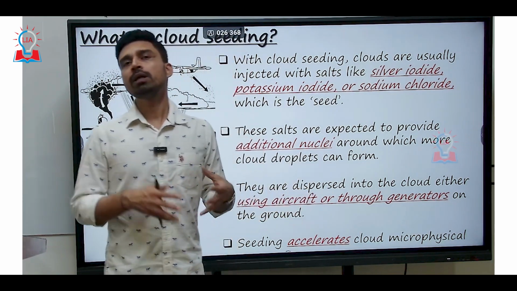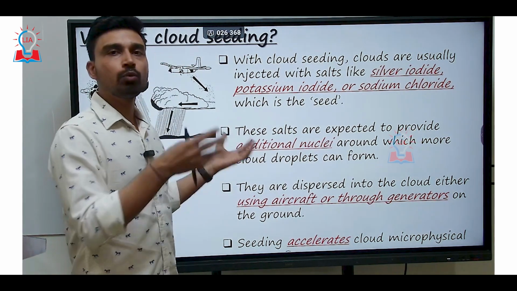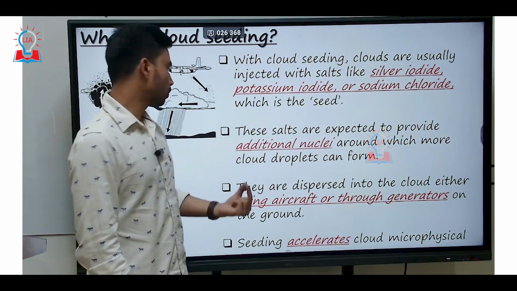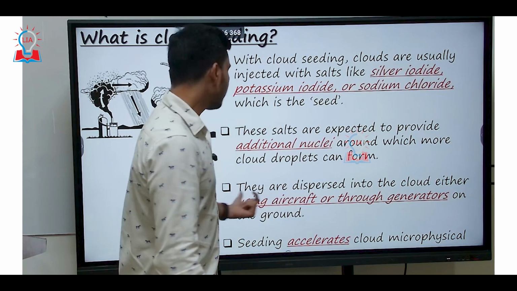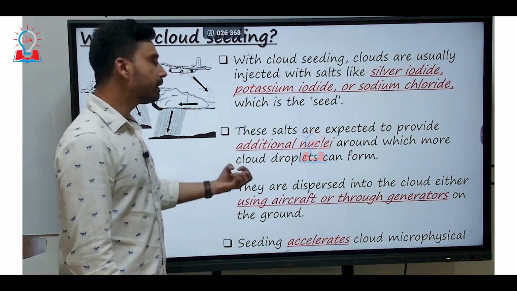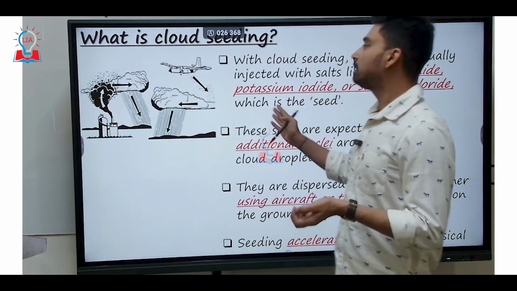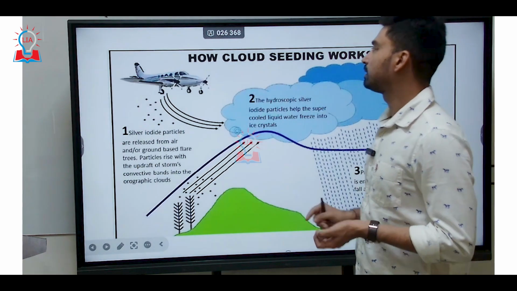Clouds are nothing but a huge amount of water vapor condensing in a narrow area, so the density increases, which leads to the formation of cloud. These salts are dispersed into the cloud either using aircraft or through generators on the ground. The seeding accelerates the cloud microphysical processes, and this helps in the rapid development of cloud and the resultant rainfall.